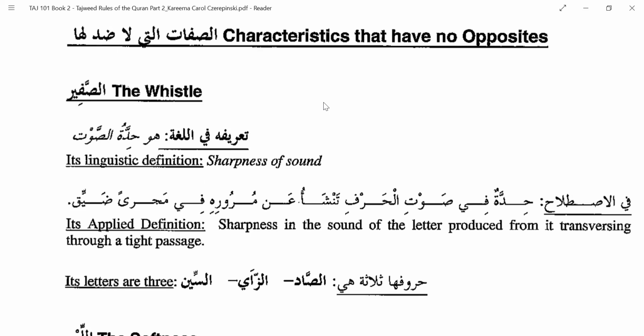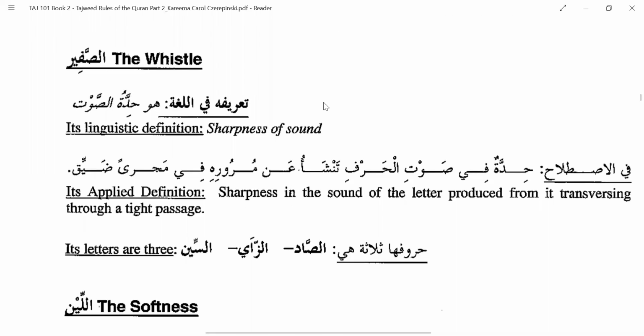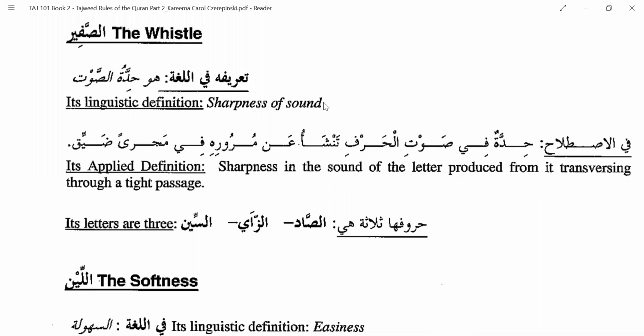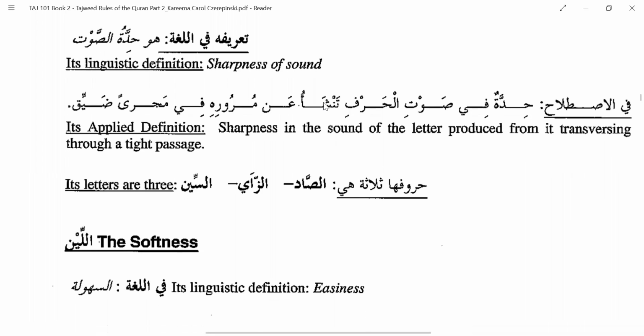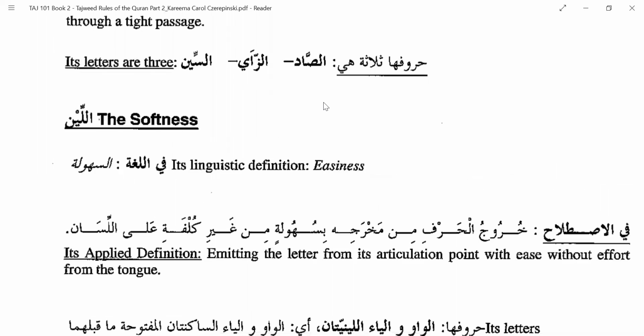This characteristic is there on three letters. This sifat you will find in three letters, the sifat of safir, which is a sad, a zai, and a sin. Now, if you remember the makhraj from volume 1, you know that all these three have the same makhraj. Sad, zai, and sin. So since they have the same makhraj, all of them have a tight passage and there is a sharpness in the sound. It's like S. You have that is called safir. S, as, all the sharpness.